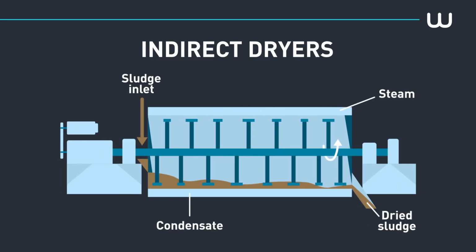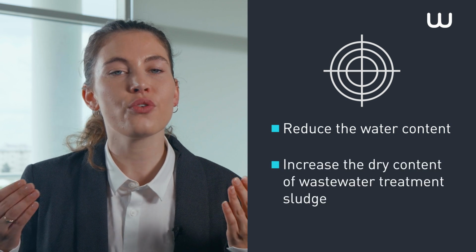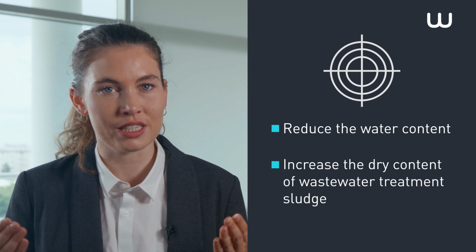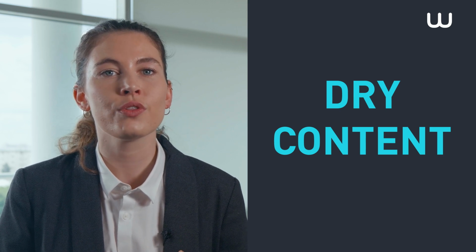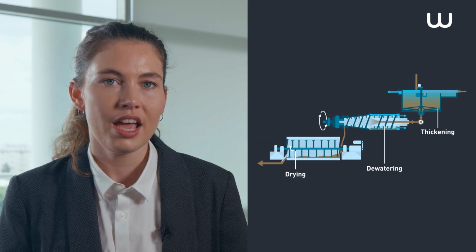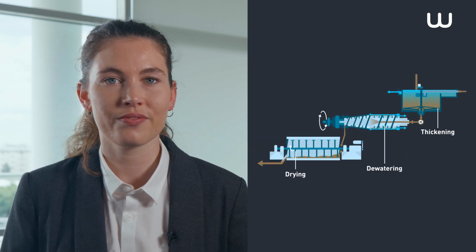What you need to remember: the objective of the sludge treatment line is to reduce the water content and increase the dry content of wastewater treatment sludge. Dry content is the index used to qualify sludge and corresponds to the rate of dry matter. The main treatment stages are thickening, dewatering, and drying.